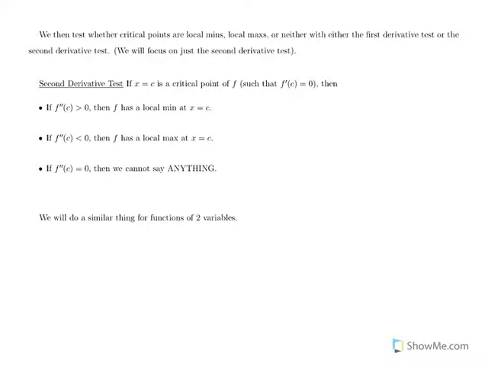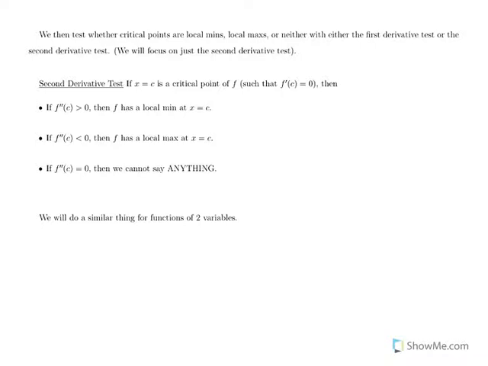If x equals c is a critical point, that means that f prime of c is equal to 0. Then we look at the second derivative. If the second derivative is positive, then we say that f has a local min at that critical point, x equals c. If the second derivative is negative, f has a local max. And if the second derivative is 0, we cannot say anything about it. We have no additional information. This test has not worked. This test is inconclusive. And that's going to be an important aspect. We're going to have a similar thing in our functions of two variables.